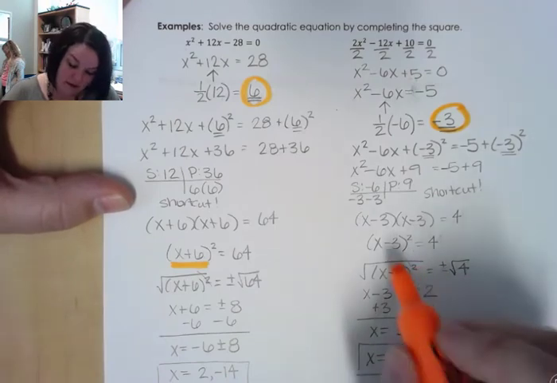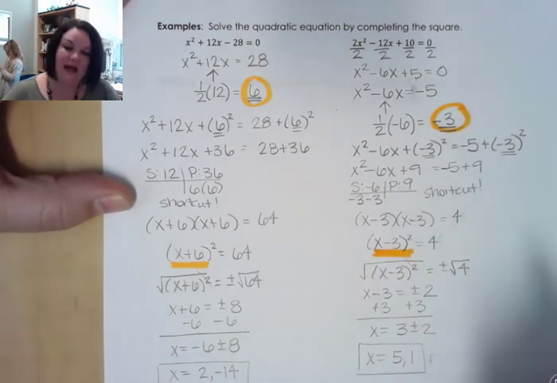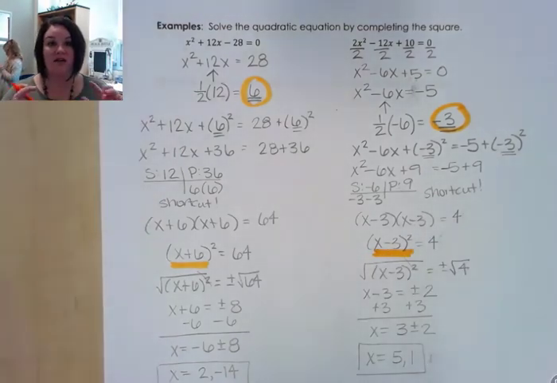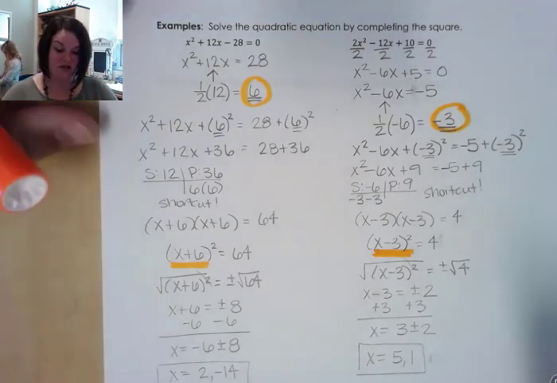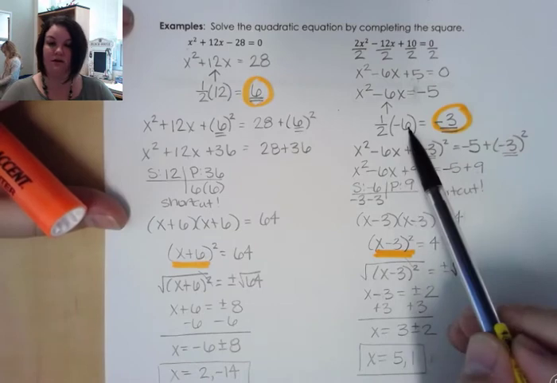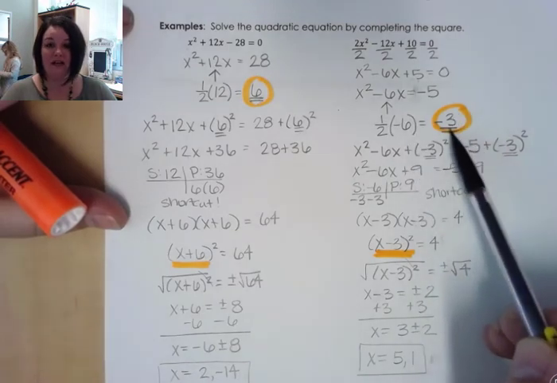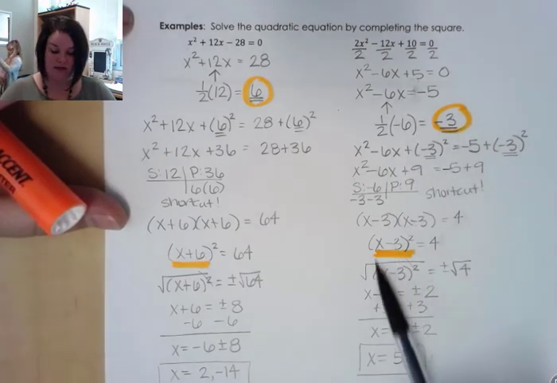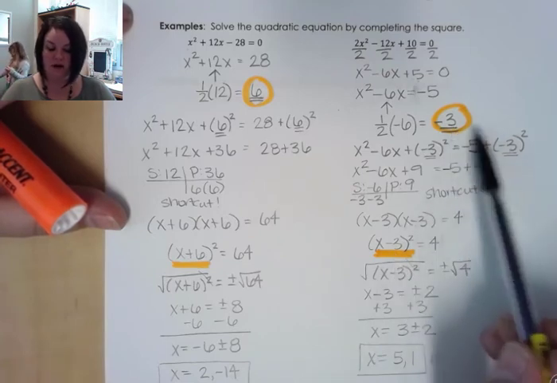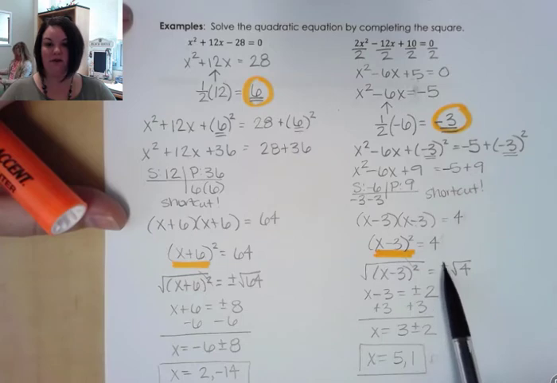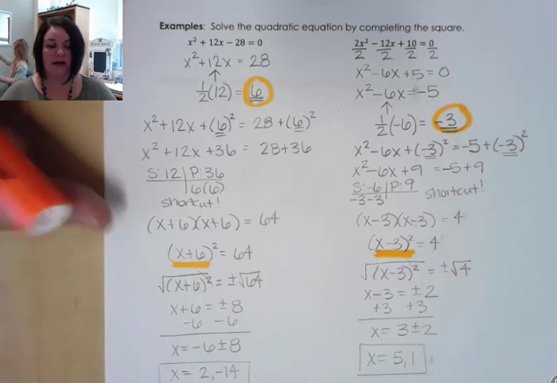And notice down here, we ended up with x minus 3 as our squared quantity. So if you can remember that, as soon as you take half of the middle term and get -3, you can just take that -3 and stick it in this squared quantity. All you have to do is remember to square it and add it to this side, so we end up with the right number on the right hand side.